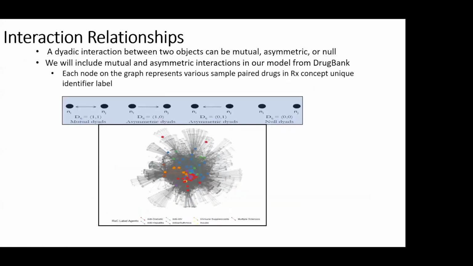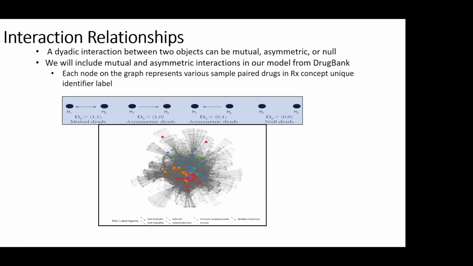And with the fact that DrugBank came in pairs, we decided to look at the relationship between those pairs of drugs from a network graph point of view. We looked at this basically from a dyadic point of view. A dyadic interaction mainly can exist between two objects, which can be mutual, asymmetric, or not. But in this study, we're going to focus on the mutual and the asymmetric interactions in our model from the DrugBank database. If you look at the network graph on this page, one thing you realize is this is just a sample of all the drugs. We did not look at all the drugs altogether because of the volume of the data.